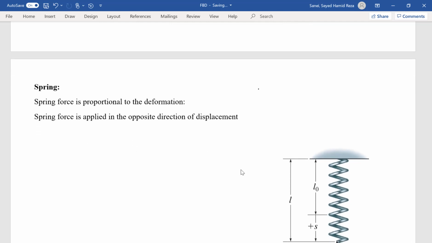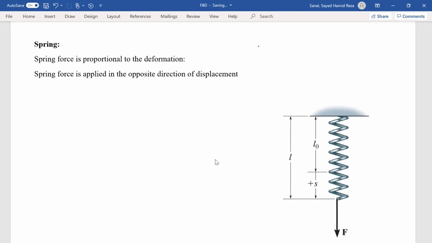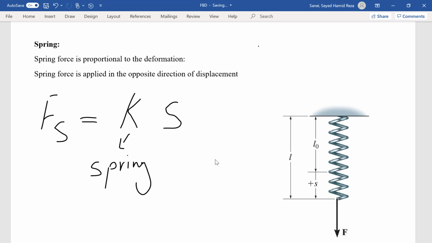The other component that we have in equilibrium problems is the spring. Spring force is proportional to its deformation. So I have a spring force Fs that is proportional to deformation, which I'm going to call S. And the proportionality constant is k, which is the spring constant. As an engineer, do we want high or low spring constants? Well, the answer is that it depends. It depends on the application.